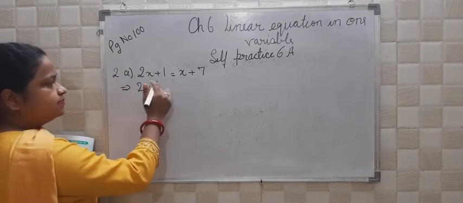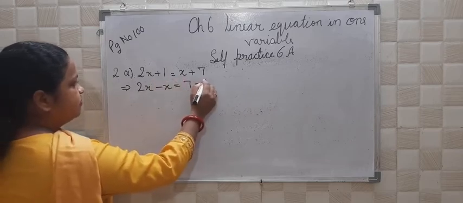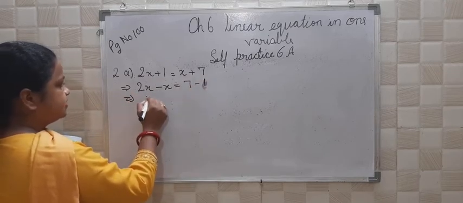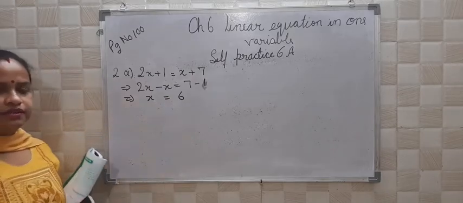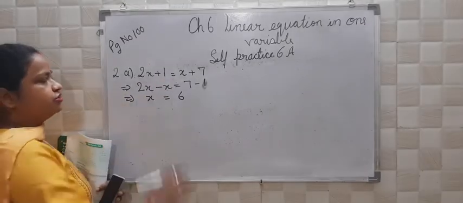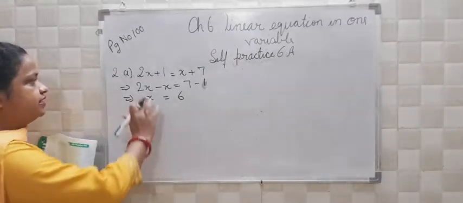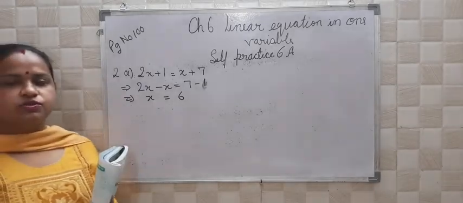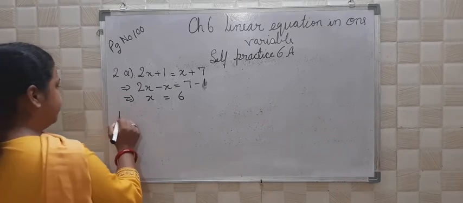2x, as it is plus, it will become minus x, and this plus 1 will become minus 1. What will you have? 2x minus x is equal to 7 minus 1. What is your answer? x is equal to 6. Okay, we have to change the position of the variable and constants together. So 2x minus x will be 7 minus 1, that is x is equal to 6. Correct? Now see the B part of it.